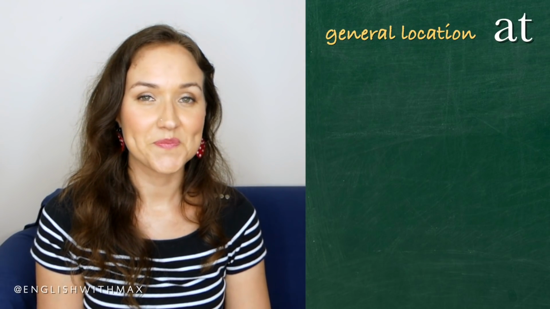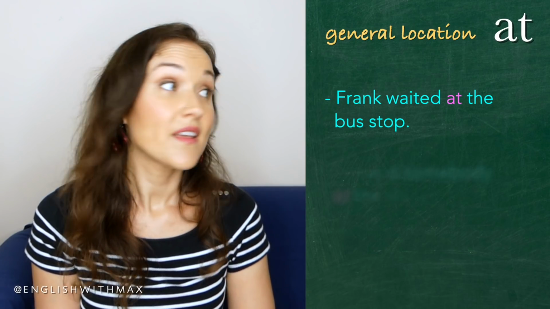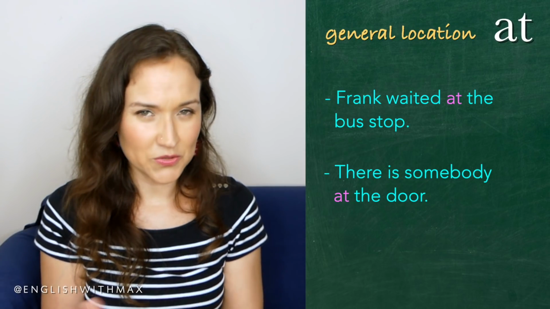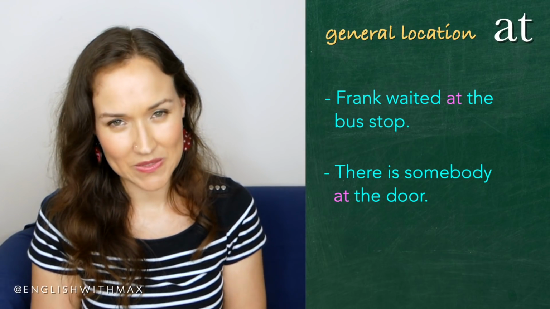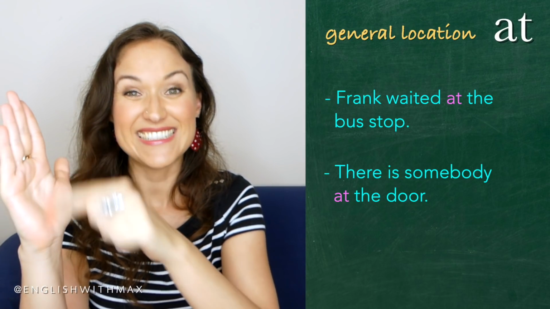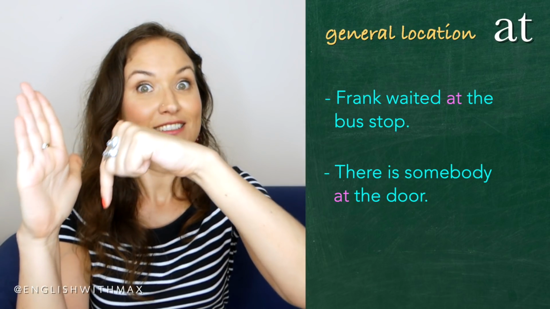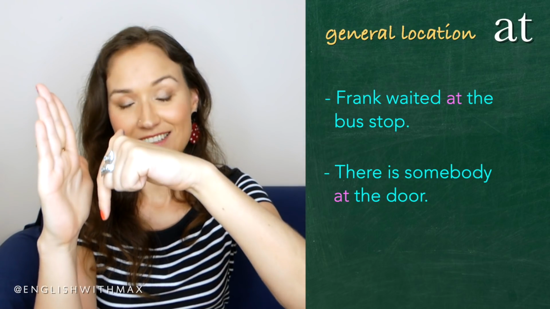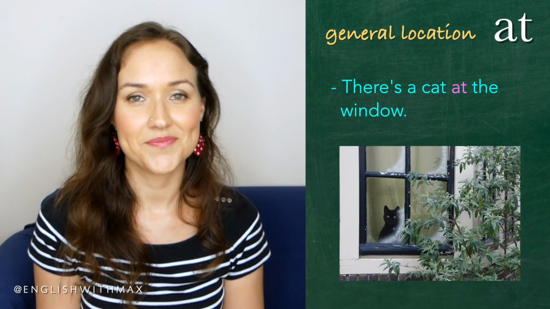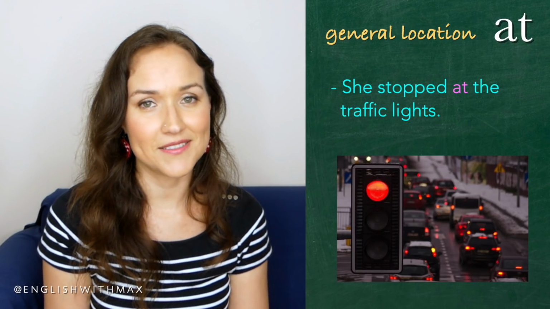Some more examples. Frank waited at the bus stop. There is somebody at the door. Now, you can say on the door as well, but it means something else. So, for example, this is the door. If there's something attached to the door, then it is on the door. But if somebody has knocked and then they're standing here, they are at the door. There's a cat at the window. She stopped at the traffic lights.